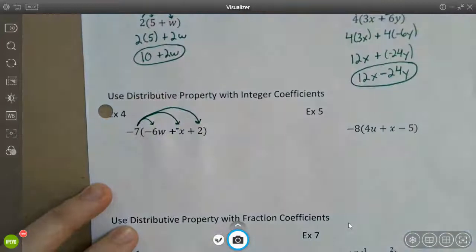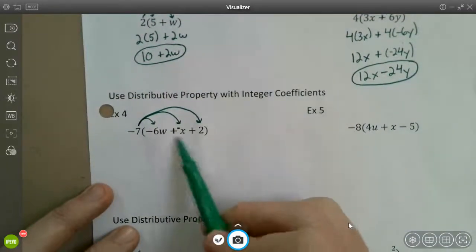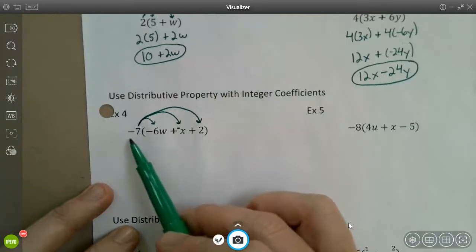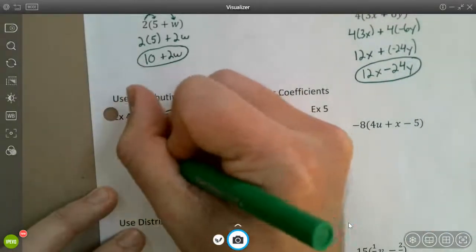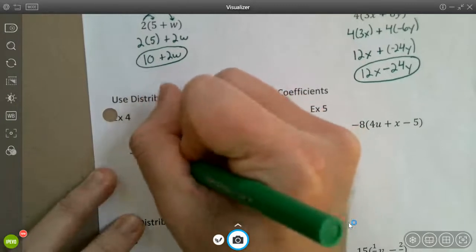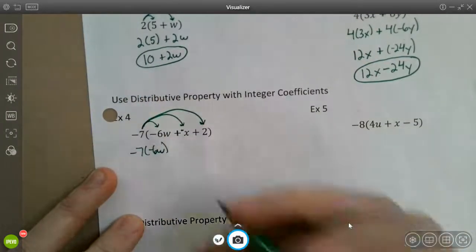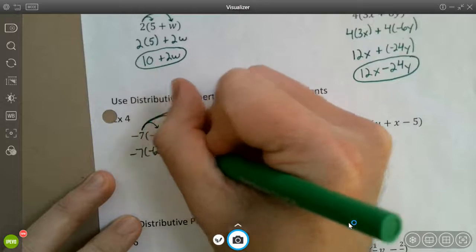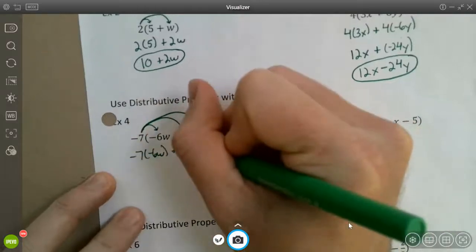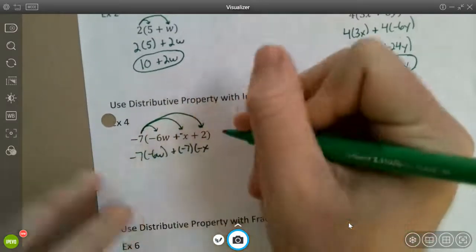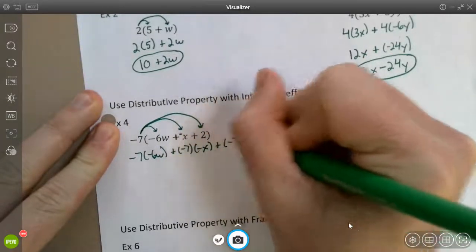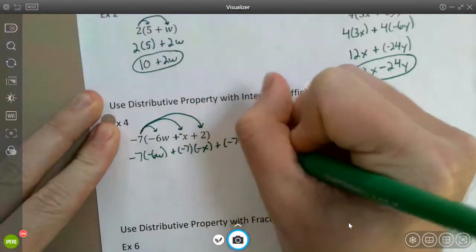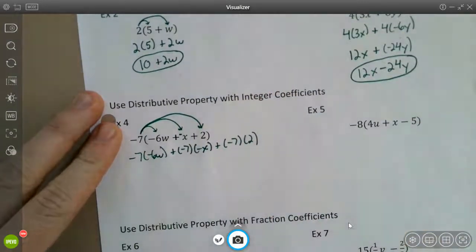That negative 7 goes to every single one. We can multiply that. Again, we can't add those, but we can multiply the negative 7. So that negative 7 becomes a negative 7 times negative 6w, plus negative 7 times a negative x, plus a negative 7 times 2. We can multiply that.